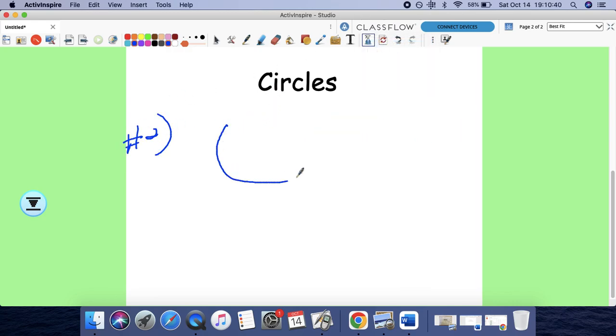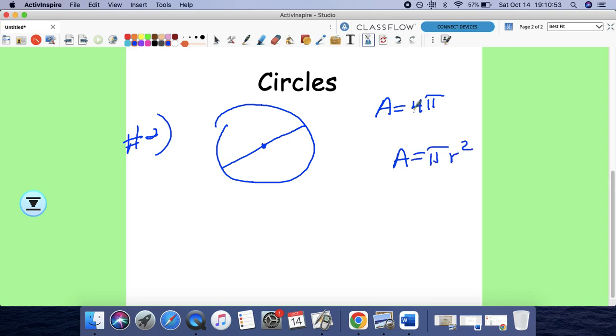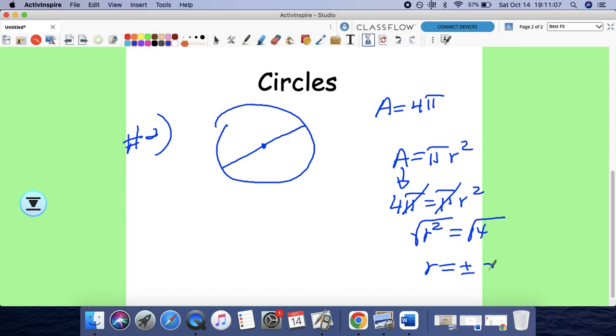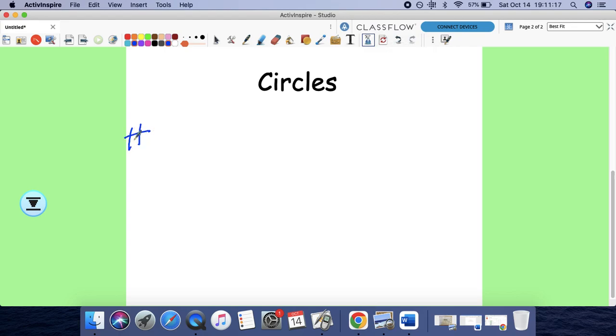We have a circle. We want to find the diameter. We know that the area is 4 pi. So let's use the area formula. A equals pi r squared. I don't know the radius, but I know that A is 4 pi. So pi goes away. R squared, take the square root on this side. And we're left with r equals plus or minus 2, but we just use the plus 2. So the radius is 2, which means the diameter is 4. Number 2 is 4.